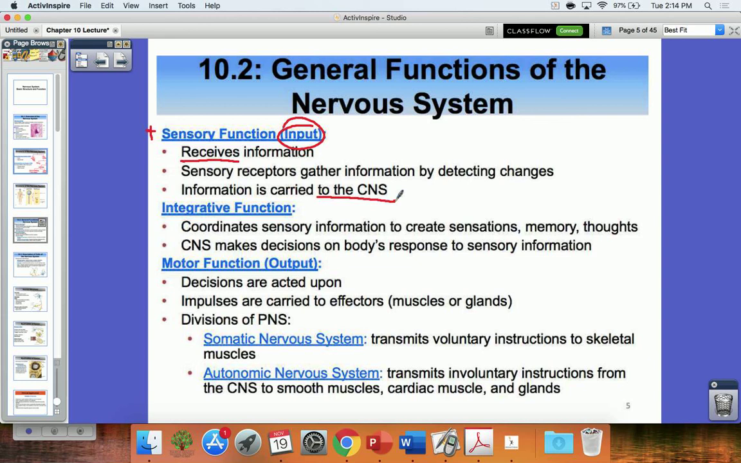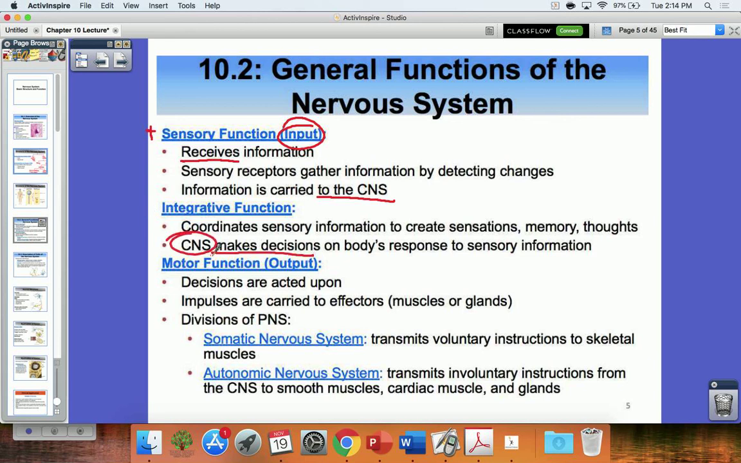So for instance, let's say we have touched a hot stove. If we touch a hot stove, we have sensory receptors on our hands that are going to sense it, and it's going to take that information to the brain or spinal cord. Then we have to have something that's going to process that information. That's the integration function, or integrative function, where it's trying to process, trying to make a decision.